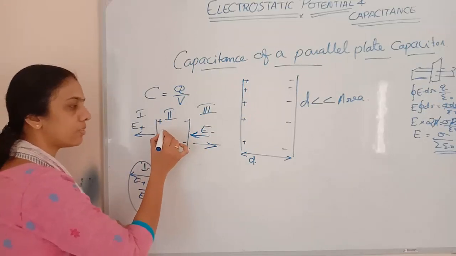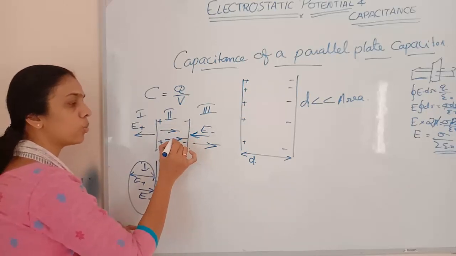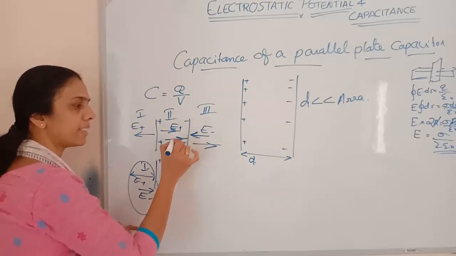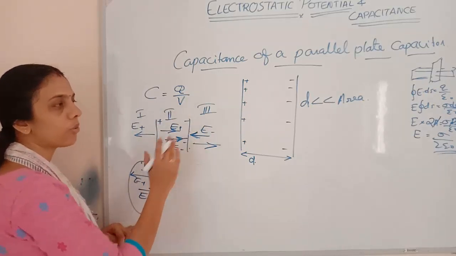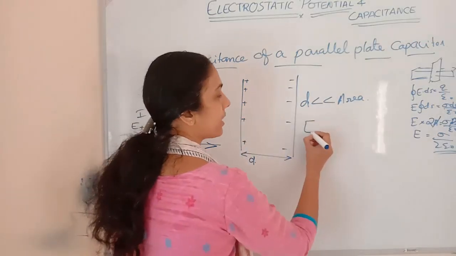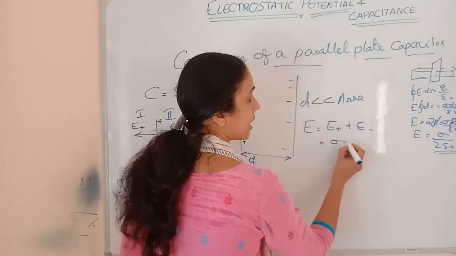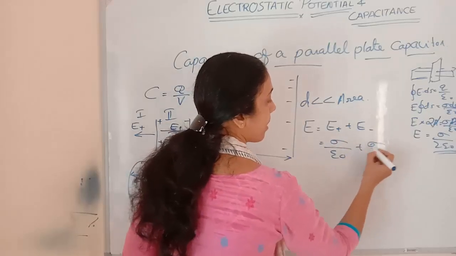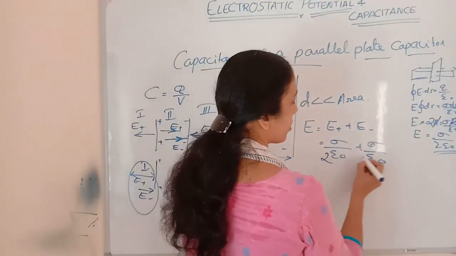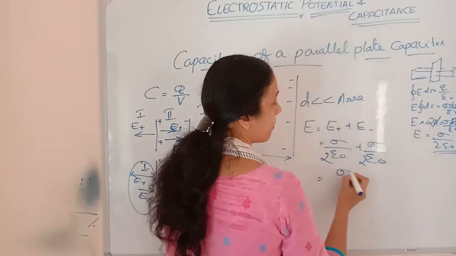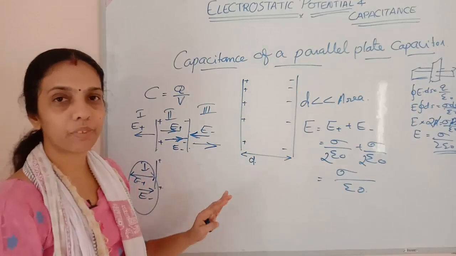See here, positive charge means the field moves outwards, negative charge means it moves inward towards it. So E plus and E minus are acting in the same direction in this second region. So what will be the total electric field? Total electric field will be E plus plus E minus, so sigma by 2 epsilon 0 plus sigma by 2 epsilon 0. Sigma is the surface charge density. We will get it as sigma by epsilon 0. Okay, this is E, the electric field we got.